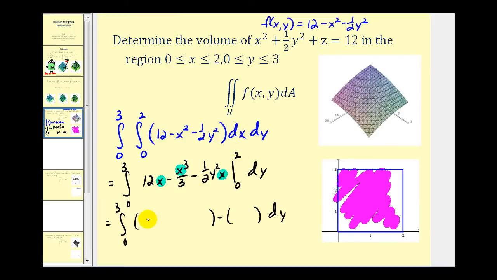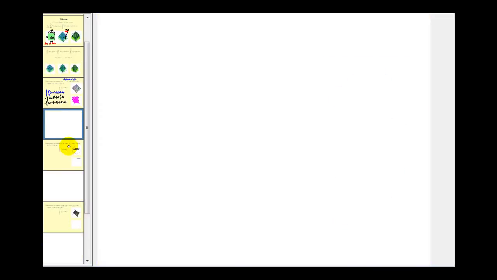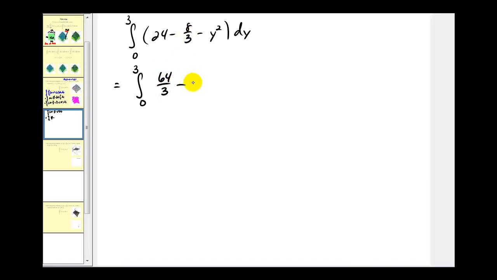So when x is 2, this will be 24 minus 8/3 minus y squared. And when x is 0, each of these terms will be 0. Let's go ahead and finish this on the next slide. Let's go ahead and subtract these. We're going to have 64/3 minus y squared.